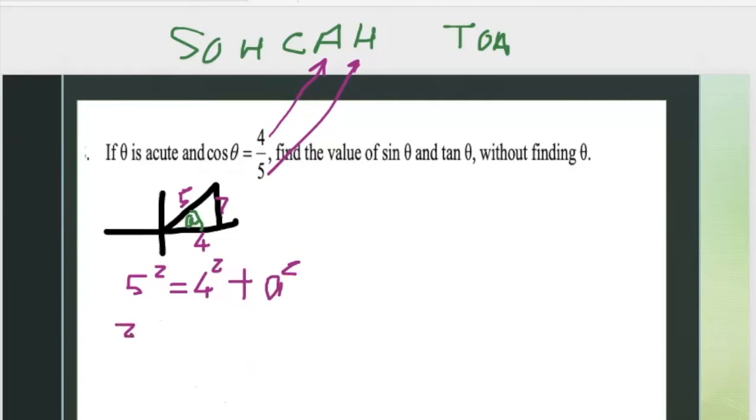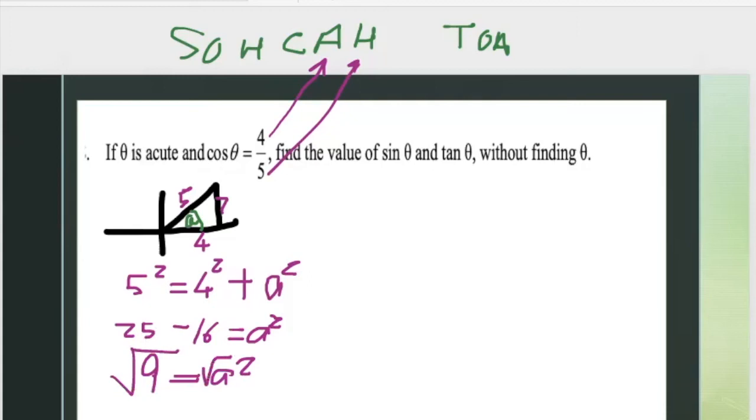5 squared is 25. 4 squared is 16, and I'm carrying it over, so it becomes minus 16, equal to a squared. a represents the unknown, which is the opposite side, and I just use a random letter, so you can use any letter. 25 minus 16 is 9, so a squared equals 9. Then I square root both sides.